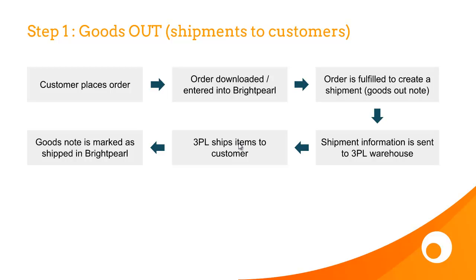The 3PL then ships the items to the customer. They get a tracking reference from the carrier, which you probably want to enter into Brightpearl. And then when the goods actually leave the 3PL warehouse, the goods note needs to be marked as shipped in Brightpearl so that your Brightpearl systems are also up to date.